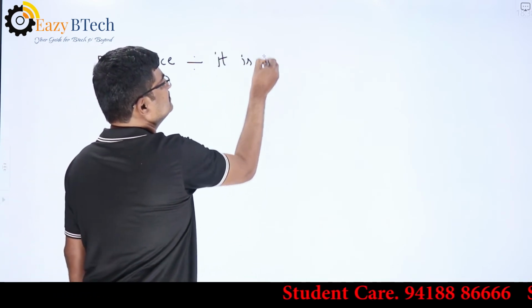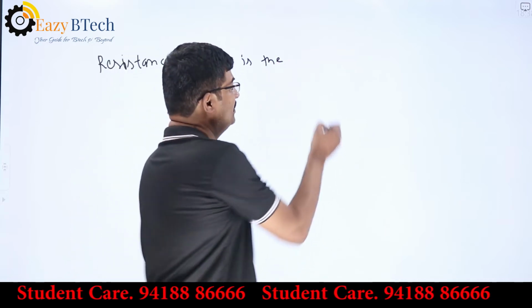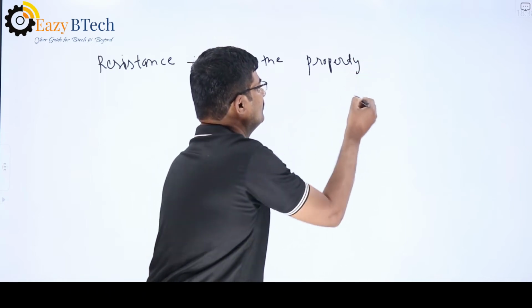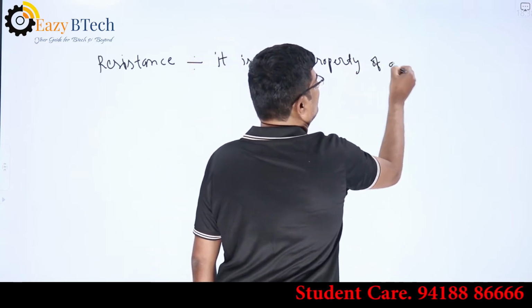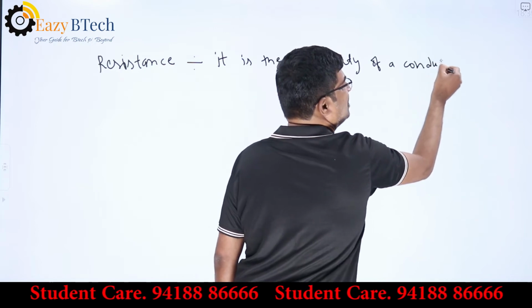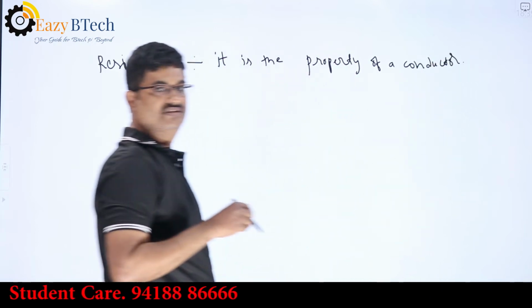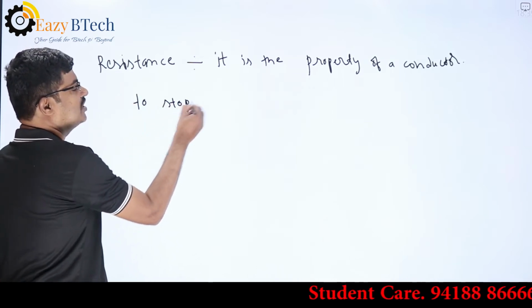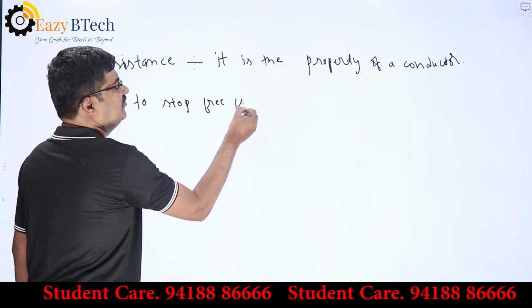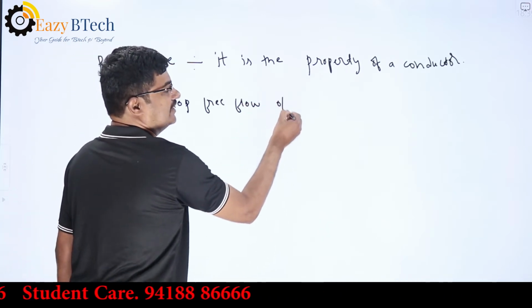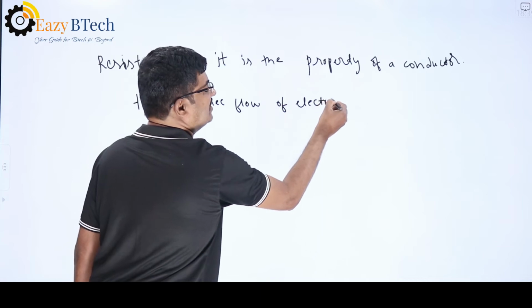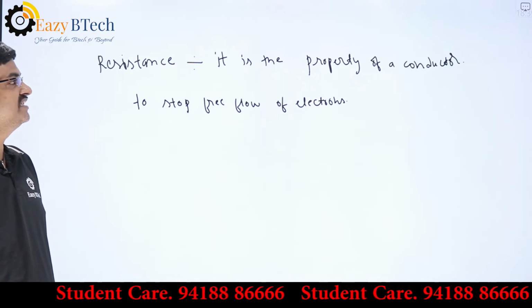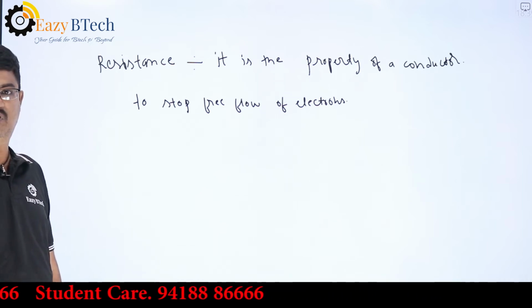It is the property of a conductor to stop the free flow of electrons. So resistance is the property of a conductor to stop the free flow of electrons.